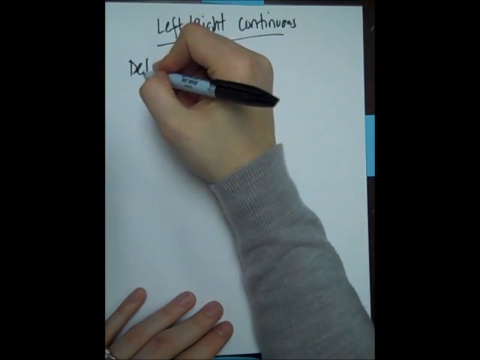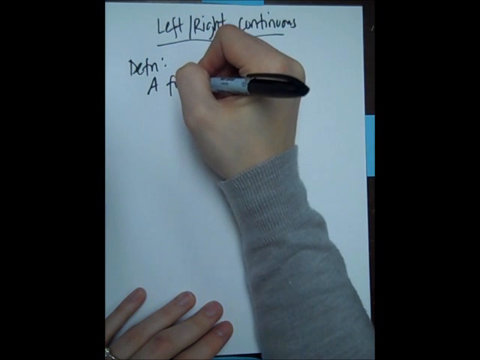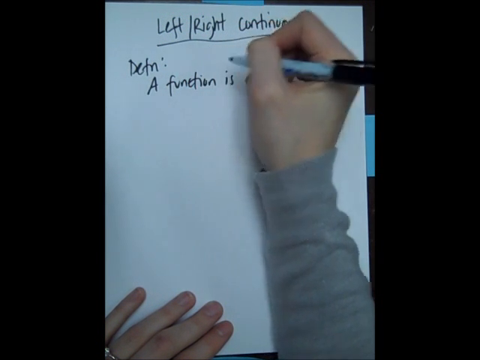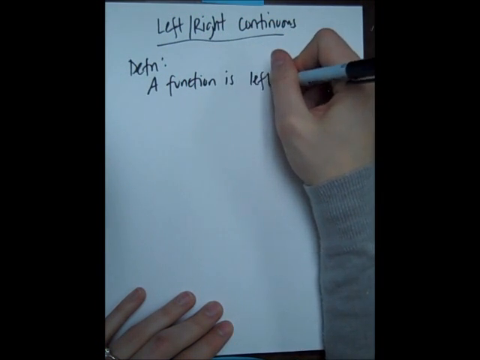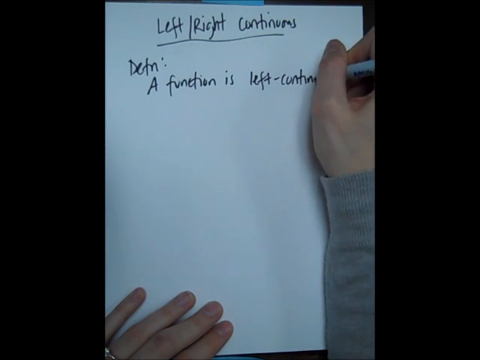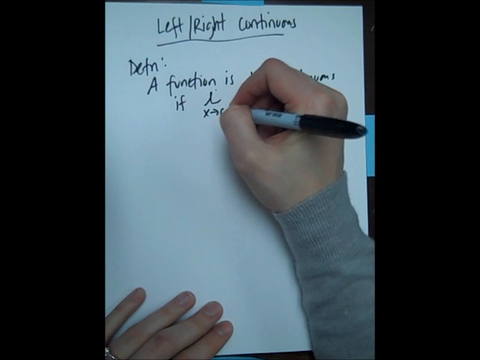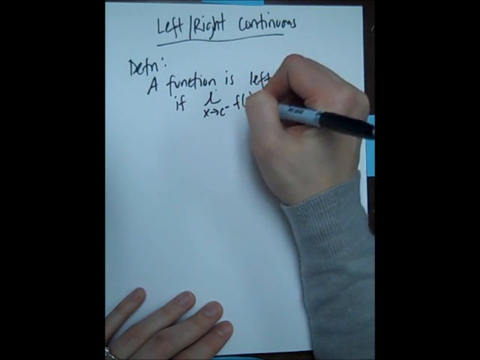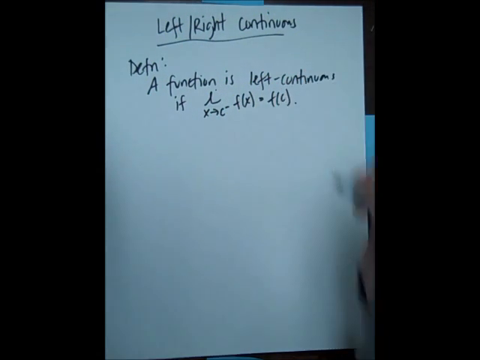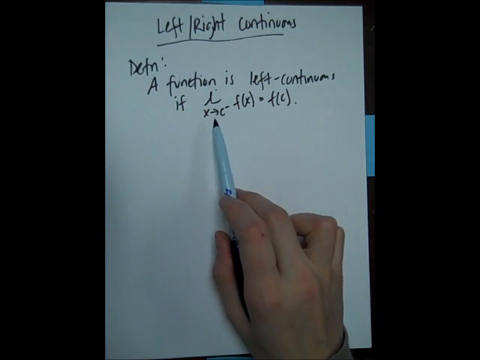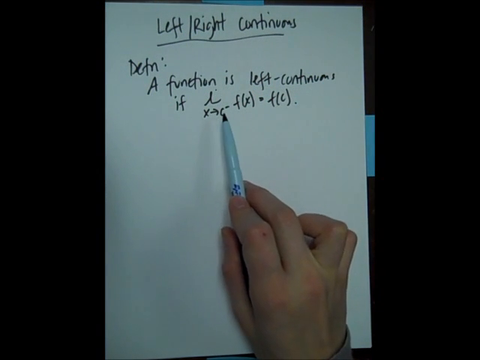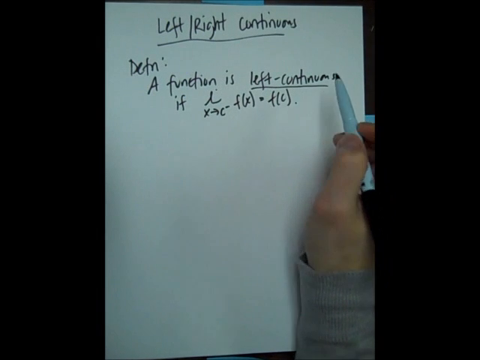So the definitions here: a function is left continuous if the limit as x approaches your number c from the left of f of x is f of c. So this time we're not saying that the limit had to be f of c, we're saying that the limit just from the left had to be f of c.